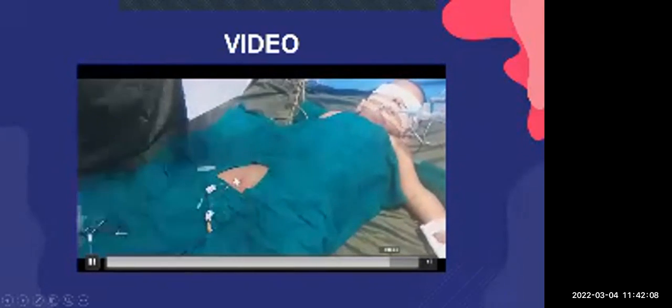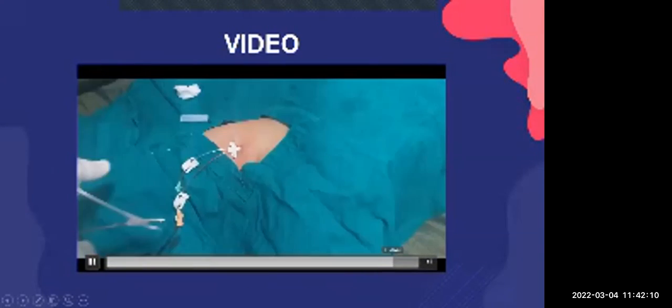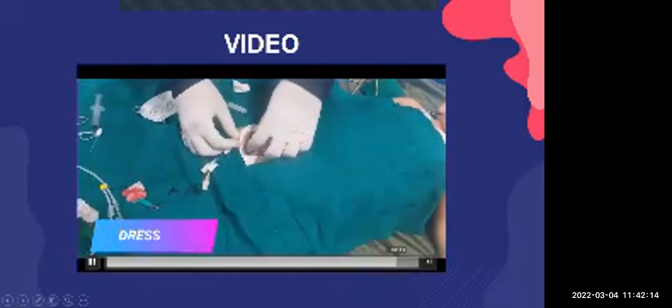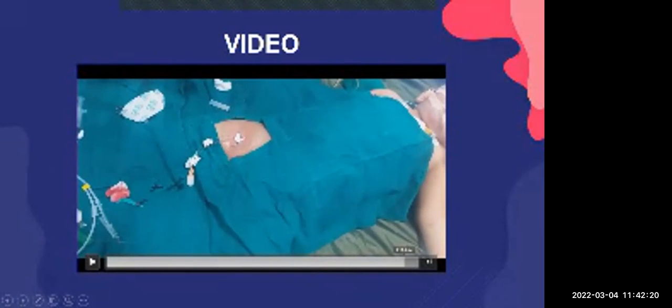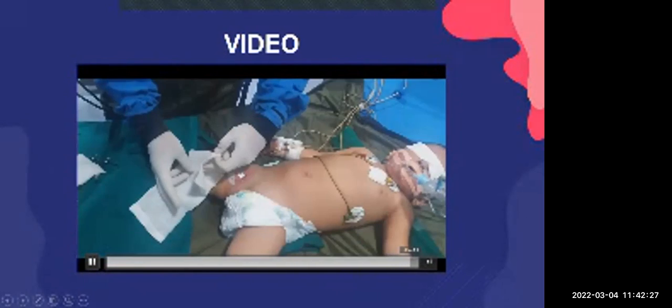So when finished the suturing, the last part is the dressing. So dressing. And cover the catheter after that. And make sure it's visible at all times.